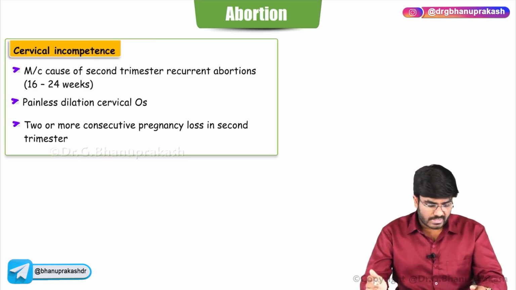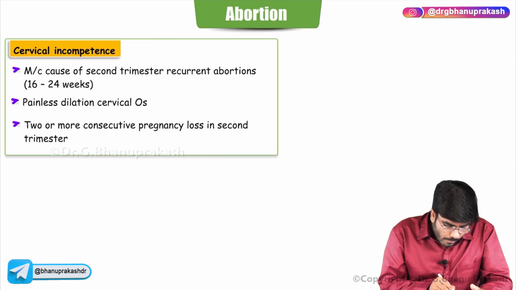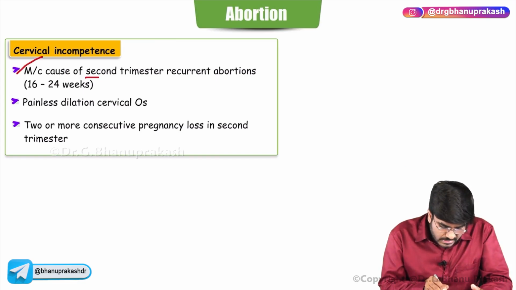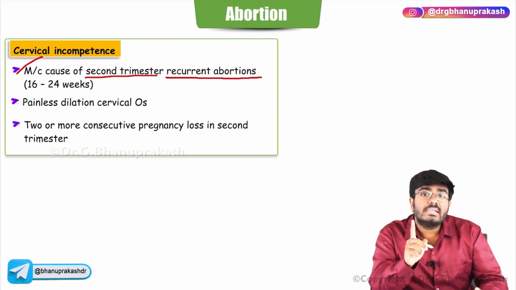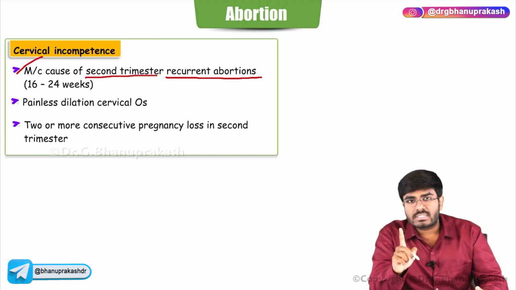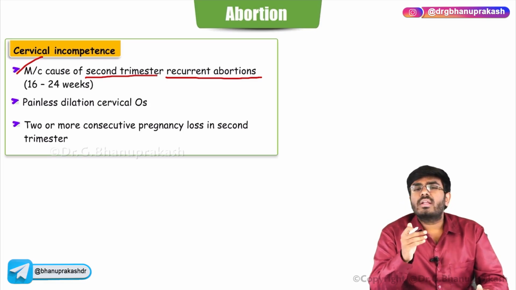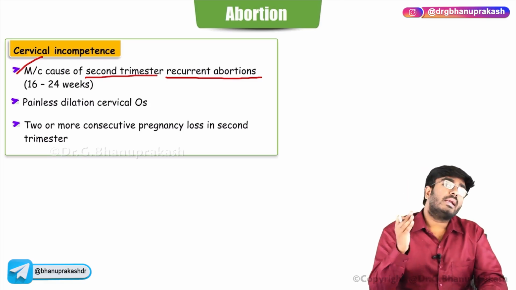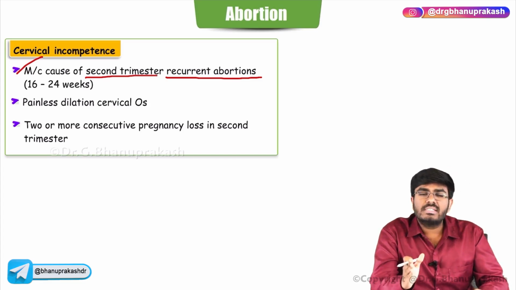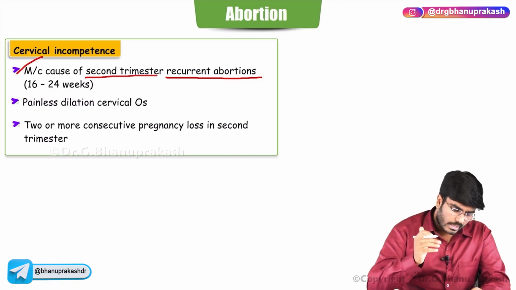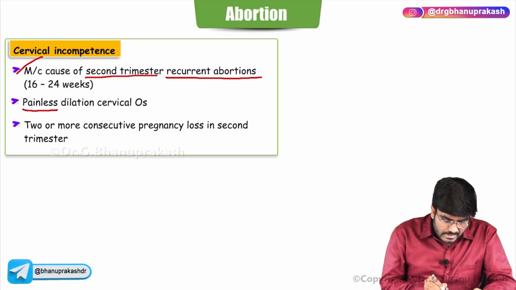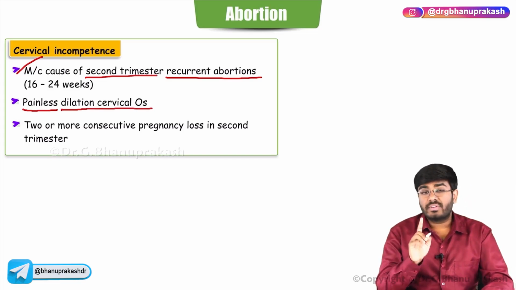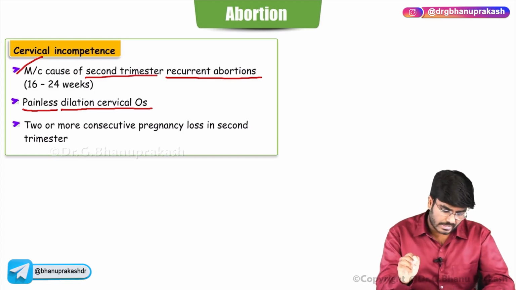So an important MCQ is that cervical incompetence is the most common cause of second trimester recurrent abortions. But do you remember what is the most common cause of recurrent abortions overall? The most common cause of recurrent abortions is idiopathic. Now see, this cervical dilation will be painless. It's not painful, it's a painless dilation. That's a very important point.